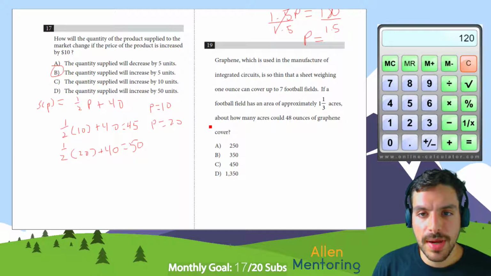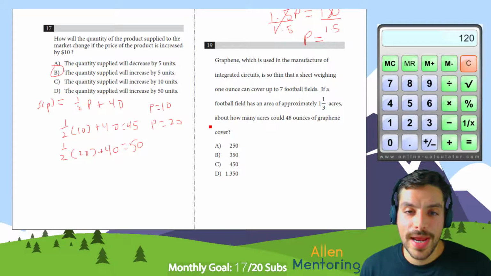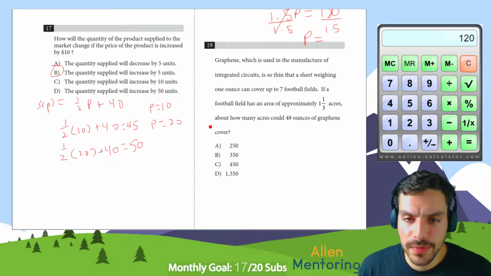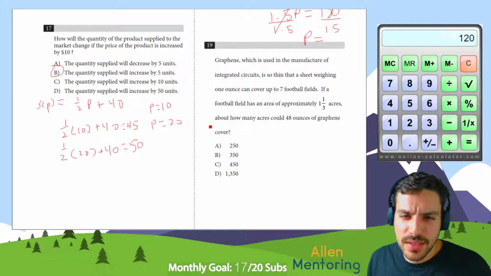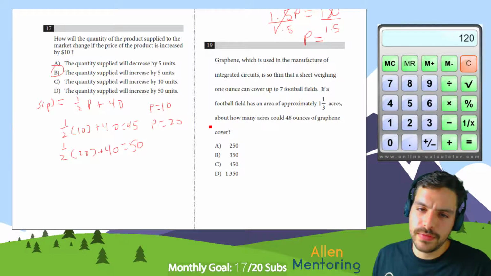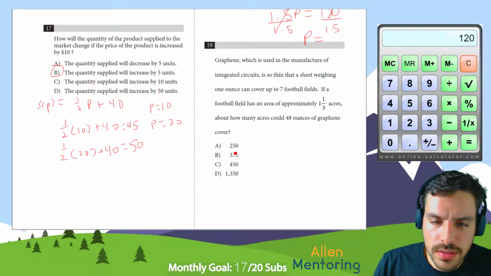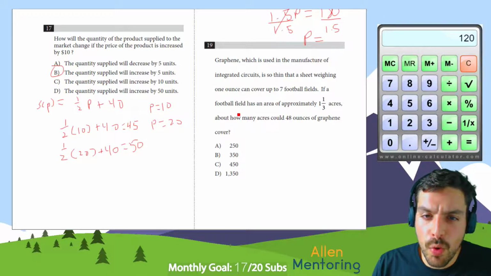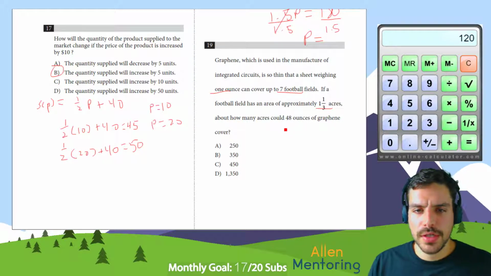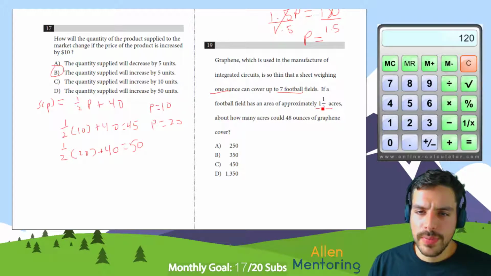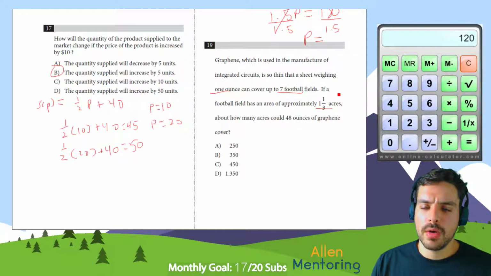Graphene, which is used in the manufacture of integrated circuits, is so thin that a sheet weighing 1 ounce can cover up to 7 football fields. Is that true? If a football field is an area of approximately 1 1/3 acres, how many acres could 48 ounces of graphene cover? Okay, so it's not too bad. So we know 1 ounce covers 7 football fields, and each football field is 1 1/3 acres. So 1 ounce can basically cover 7 times 1 1/3.